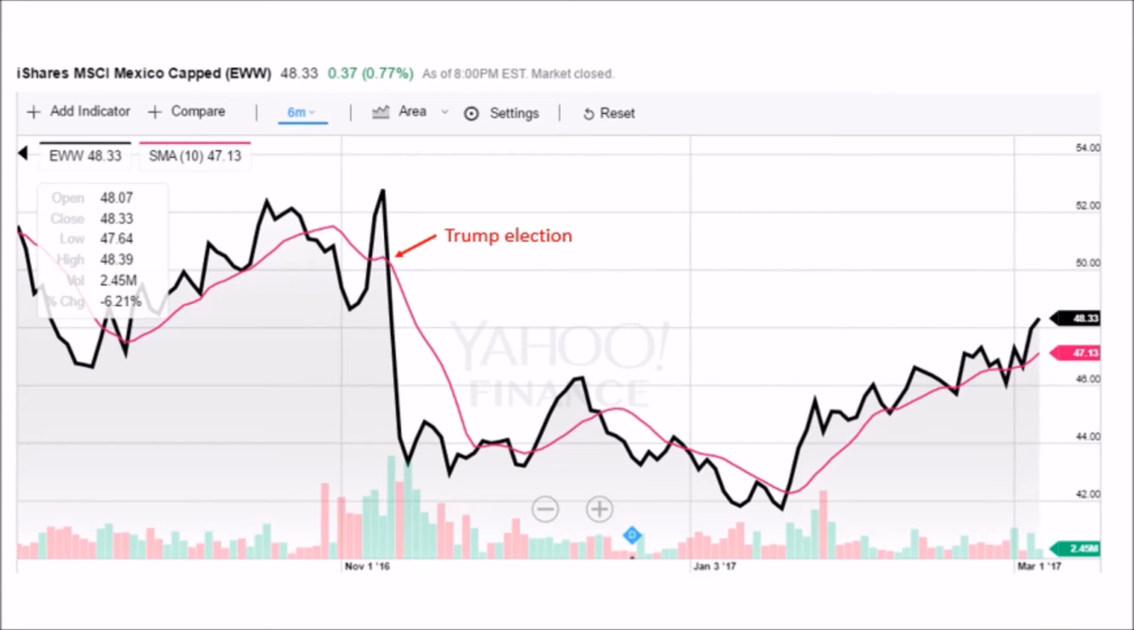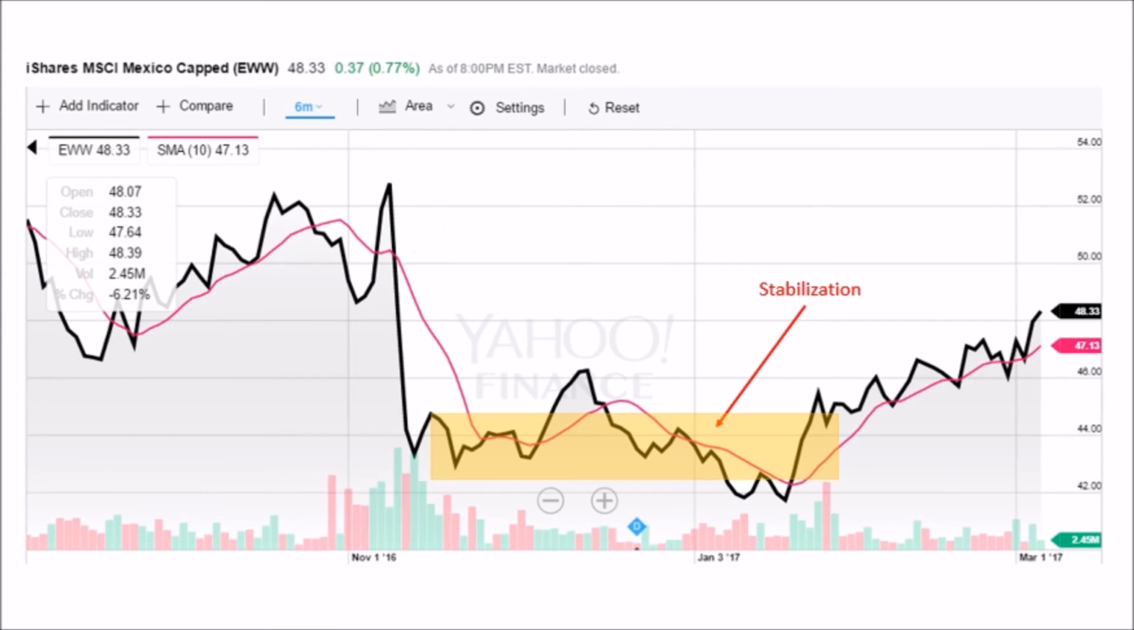To see what an impact the Trump election had on the Mexican stock market, let's drill down to a 6-month chart, and now in red I've drawn in a 10-day moving average. You can see how early on before the election the 10-day average was moving up and it was acting as support for the price, but once Trump got elected, again, it dropped like a rock. The bottom fell out of it. And so the question is, will the price continue to move lower or have things stabilized?